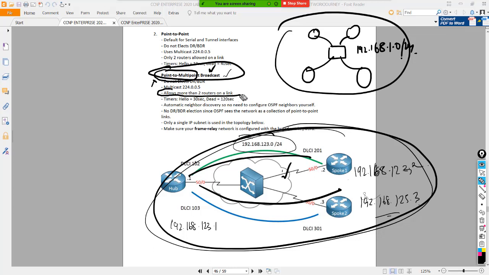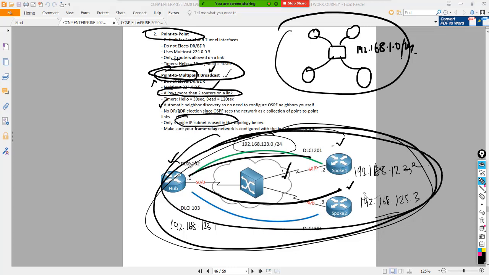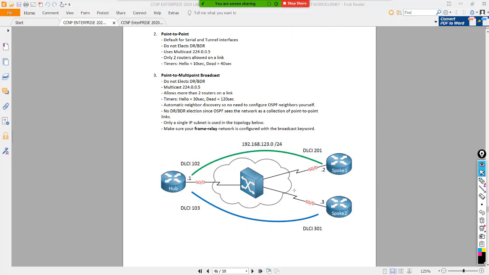Yes, this is something you need to know. In the case of point to point there will be only two routers, whereas in the case of point to multi-point there can be more than two routers. So basically three routers in here. Automatically the neighbors will be discovered. There is no DR BDR, only a single IP subnet is used. So you see the whole subnet is just a single subnet. All three fall under a single subnet.